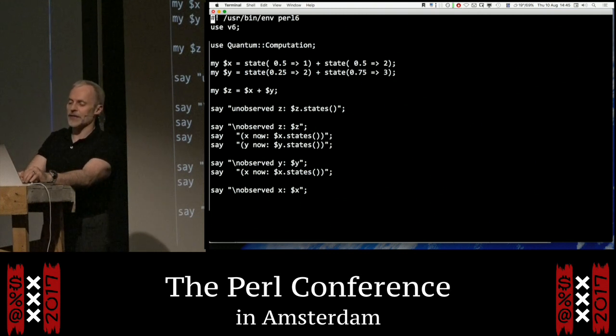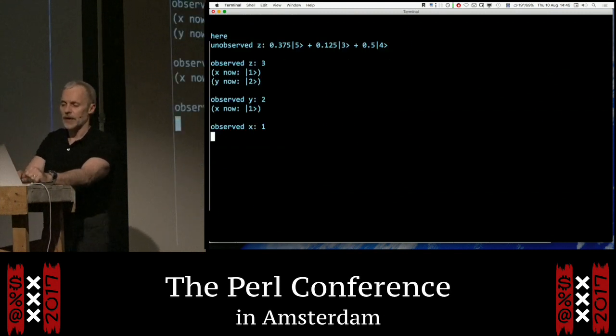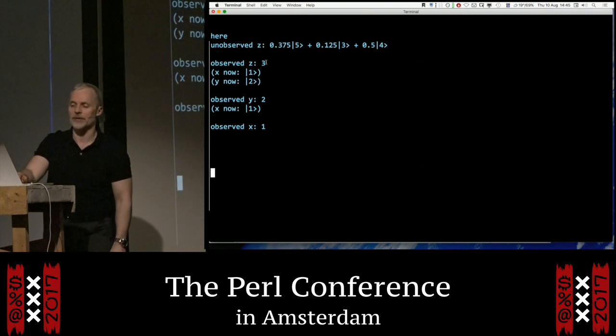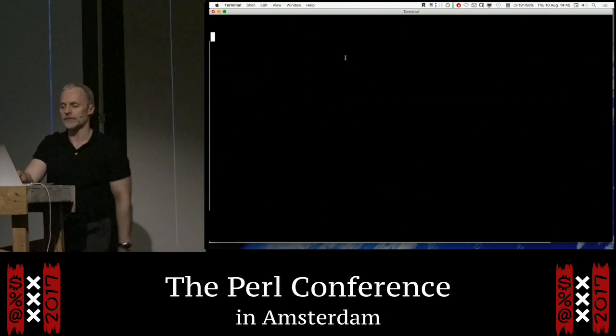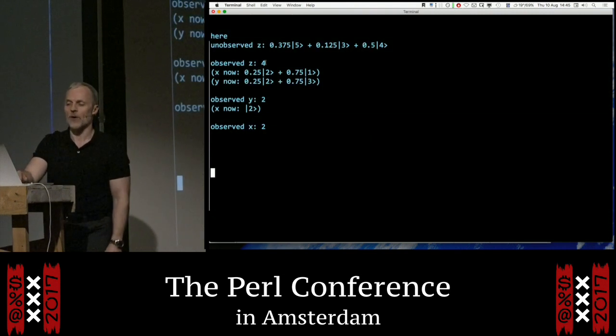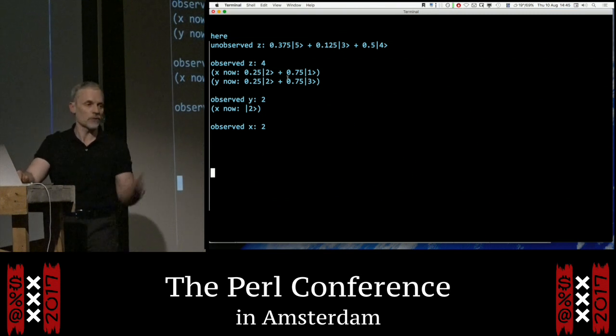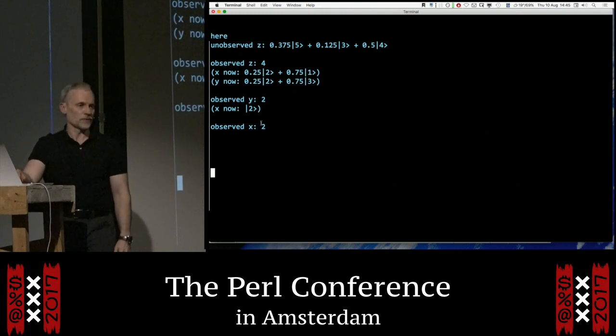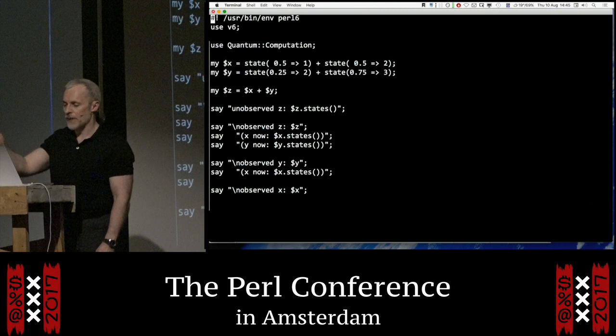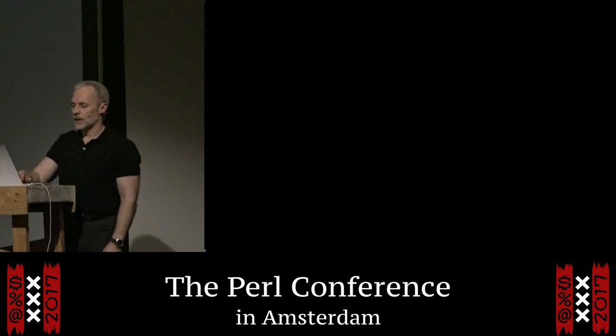I observe X, and now I see what Y and Z do. Or observe Z, rather, and see what Y and X do. And here, for example, I collapsed to 3, so Y and Z had to collapse to 1 and 2, respectively. If I run it again, Z collapses to 4, and now X and Y are not collapsed yet because we don't yet know what it's going to be, but as soon as you observe Y, then X collapses as well.